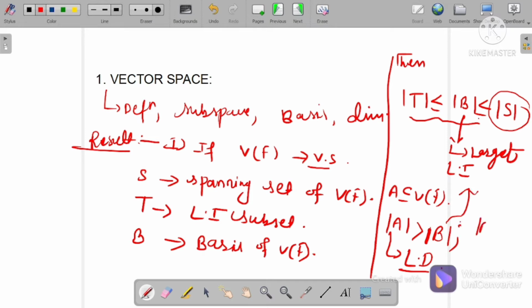And if the cardinality of the set A is less than the cardinality of the basis set B, then this implies that the linear span of A cannot be equal to the vector space V, because B is the smallest spanning set of the vector space V. So any set A whose cardinality is less than the cardinality of the basis set B will not span the vector space V. So this is our first result.